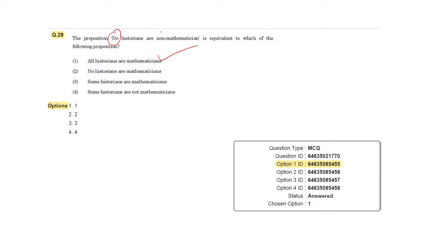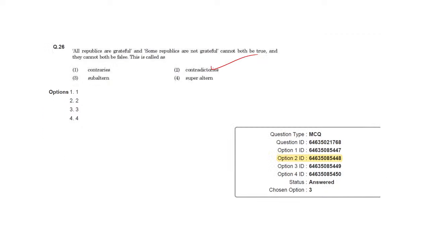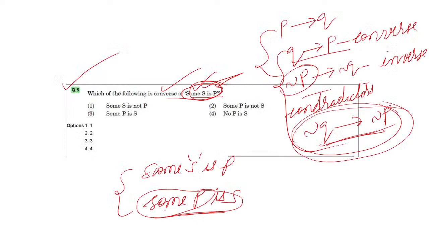Here two negatives are there. That means two negatives will become positive. We know, right? No historians are non-mathematicians, so all historians are mathematicians. We have to think logically. If it is two negatives, it will become positive. That's why option 1 is the right answer here. This is all about square of opposition.